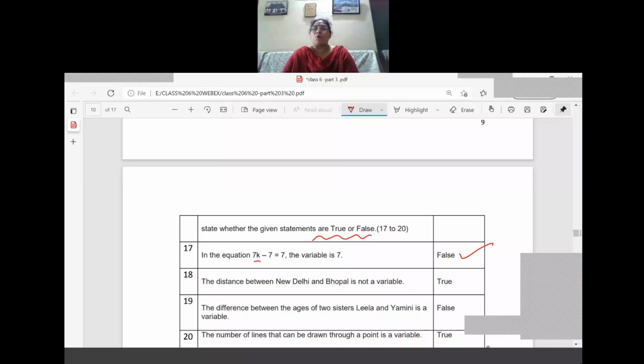The distance between New Delhi and Bhopal is not a variable. See, when you are finding the distance between your home and a temple, you can say that it is just 10 kilometers away from our home. The temple is 10 kilometers away from our home. So you are using a number there, not a variable, right? So when you are saying the distance, it is a number only. It is not a variable. So when you are calculating distance between two places, that will be a number.